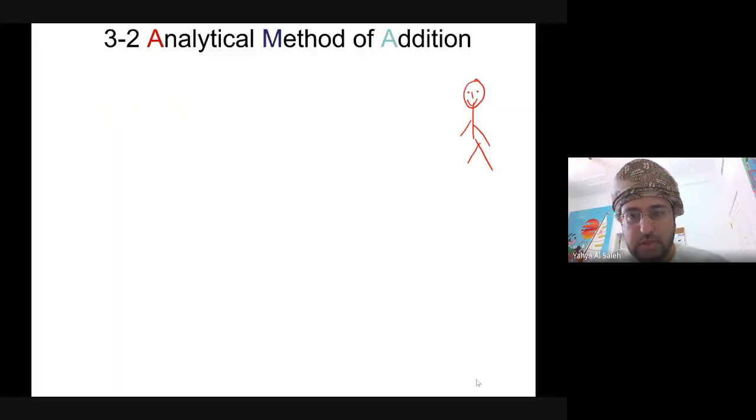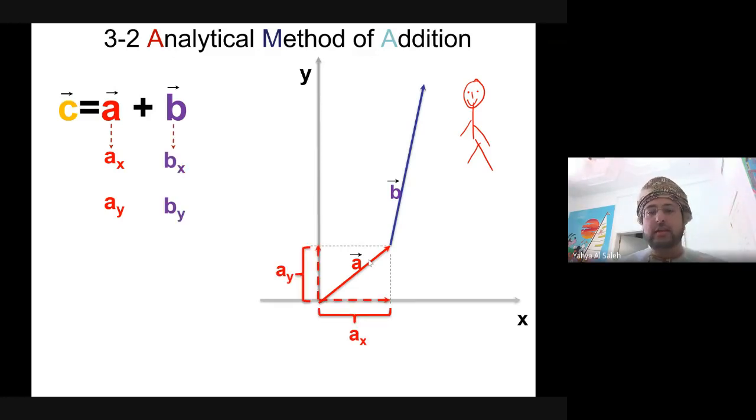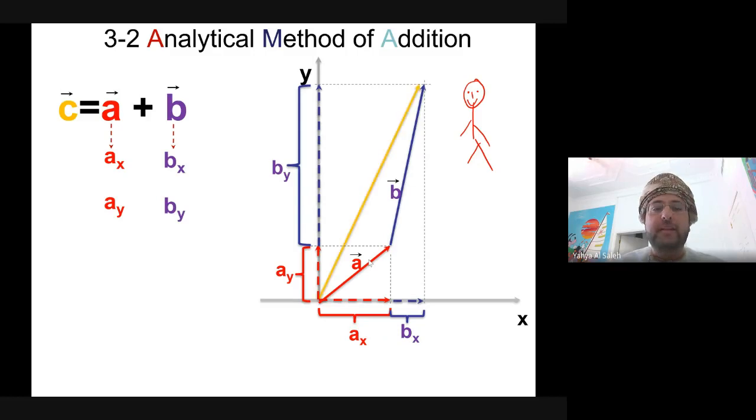أنا ما أريد أعمل الجرافيكال ميثود. طيب ايش أسوي؟ أجيب الأي وأطلع ايش الأي إكس وايش الأي واي، أستخدم الساين والكوساين. أجيب البي وأعمل فيه نفس الشيء، بي إكس وبي واي، وبعدين أجمع كل الإكسات مع بعض.